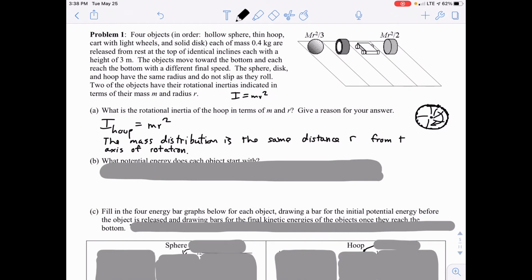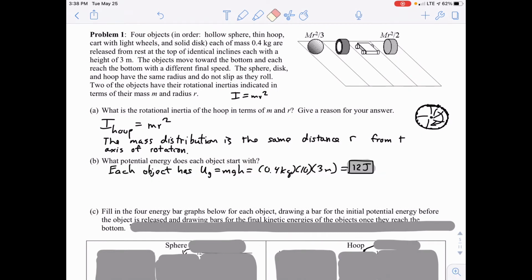Part B, what potential energy does each object start with? Well, potential energy is mgh, so simply calculate the same mass, 0.4 times 10, times their common height of 3 meters, we get 12 joules.